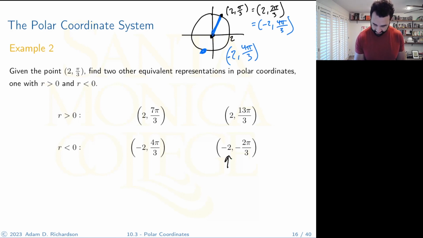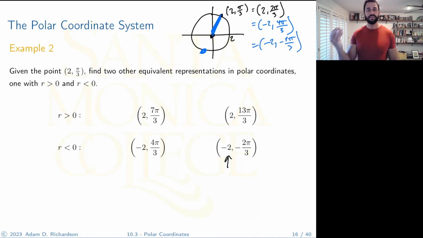So you'll get this point right here. And so equivalently, we have negative 2 pi over 3. So there's all sorts of clever ways of rewriting the same point. There's 4 different ways of rewriting the same point. So keep those different representations in mind when you do this kind of stuff.